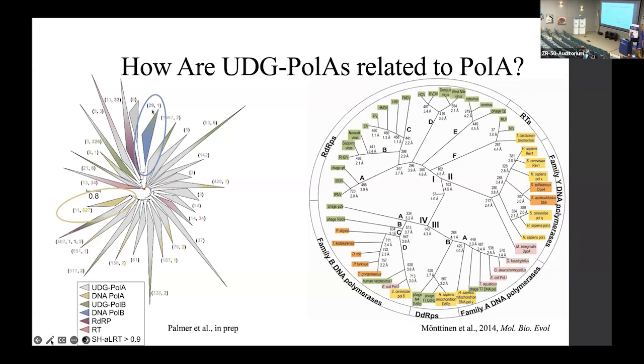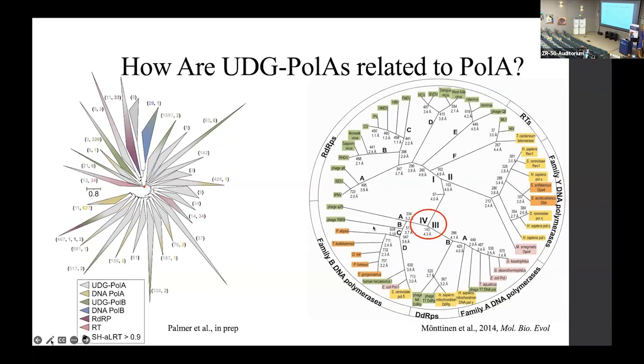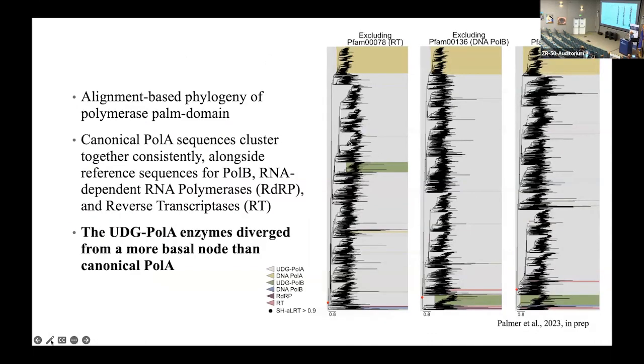Whereas when we look at the DNA pol B's, we see that they also belong closer towards the root, which leads us to believe that the node the UDG pol A's come from is somewhere around here. What's also fascinating is that the UDG pol A's almost across the board are at a much more basal node than the canonical pol A sequences.